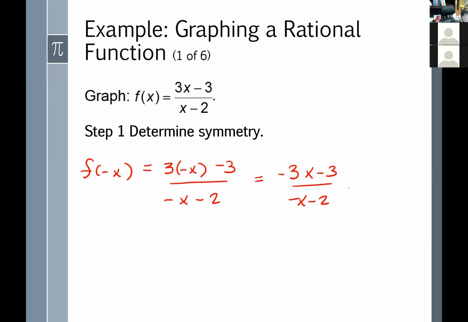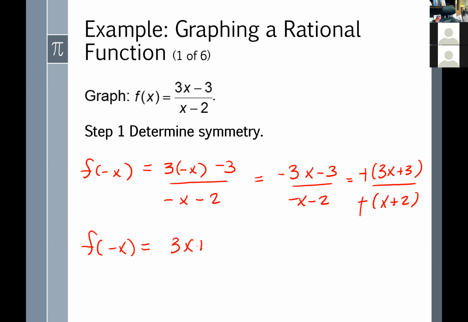And I'm thinking I'm going to factor a negative from the numerator and the denominator so I can cancel that. Those cancel. And so I end up with f of -x is equal to (3x + 3)/(x + 2). Okay, is that equal to f of x? No, that is not what I started with. So it's not symmetric about the y-axis.